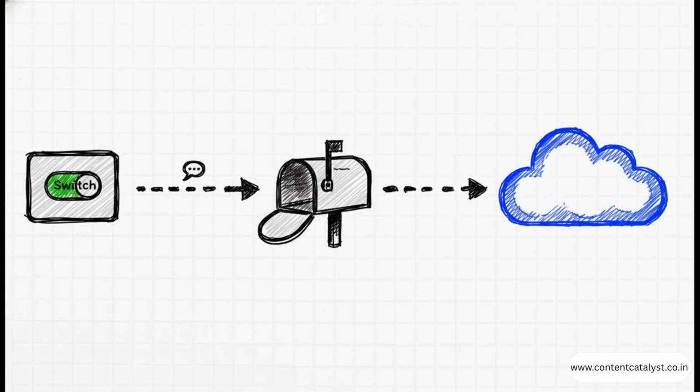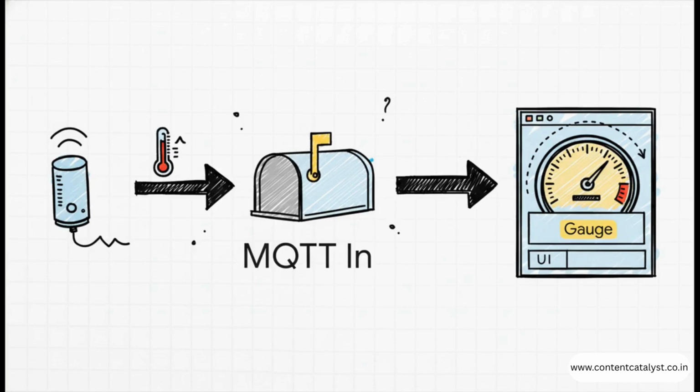So here's what happens. When you flip that switch on your dashboard for the LED, that switch node creates a tiny message. It could literally just be the word on. It hands that message off to another node, an MQTT out node, which then publishes it, sends it out to a specific address in the cloud, which we call a topic. And getting data back works the exact same way, just in reverse.